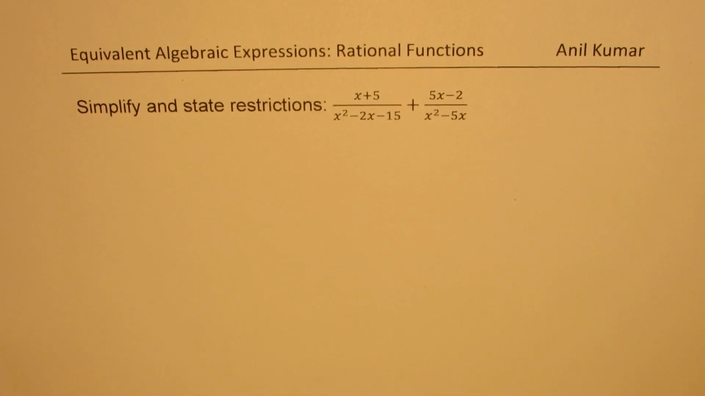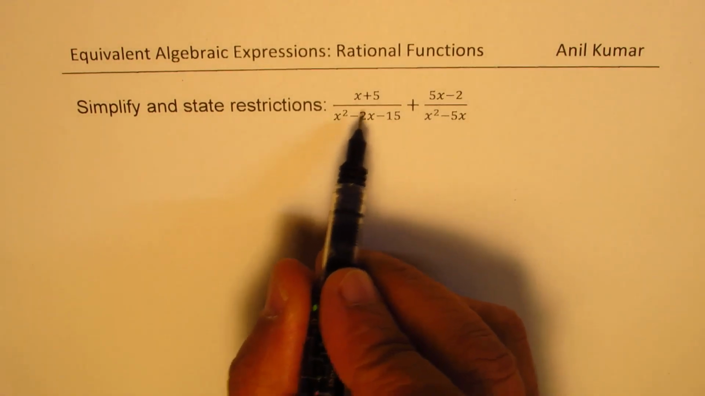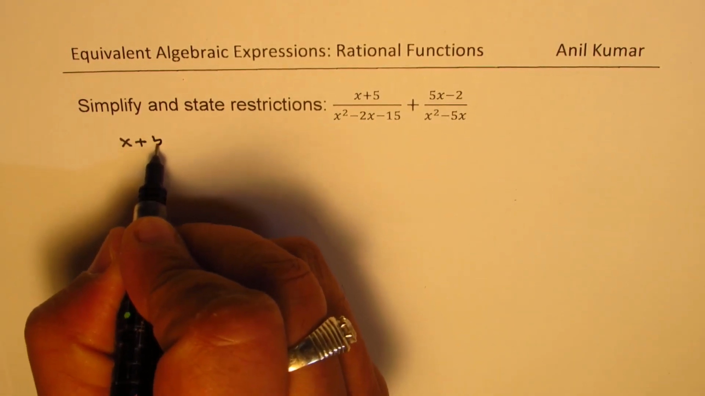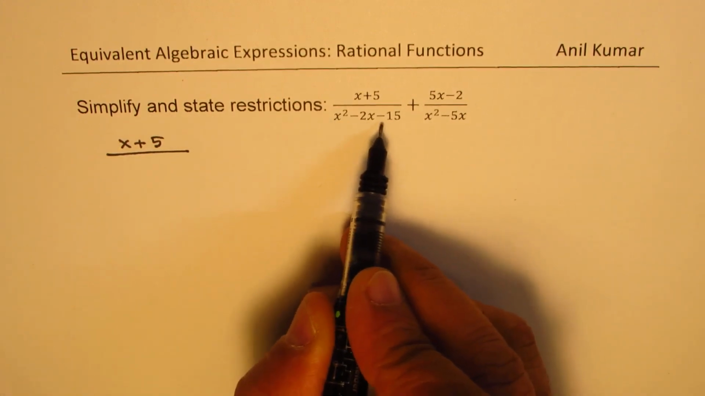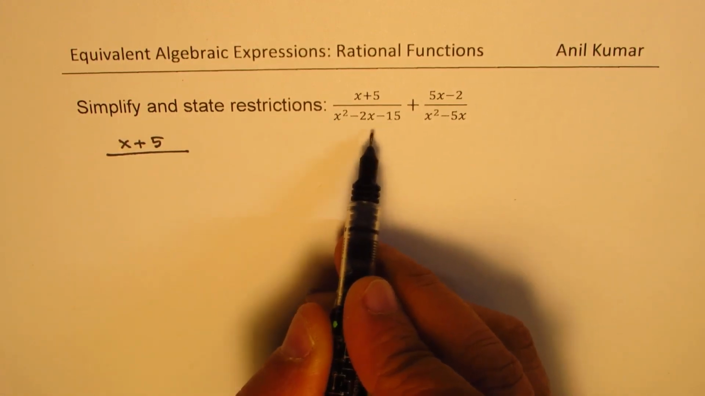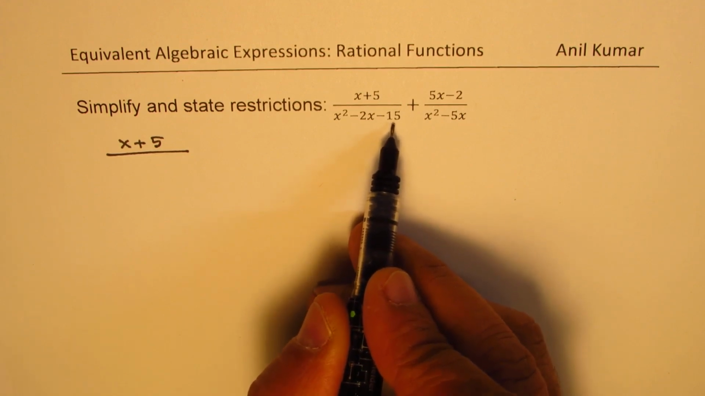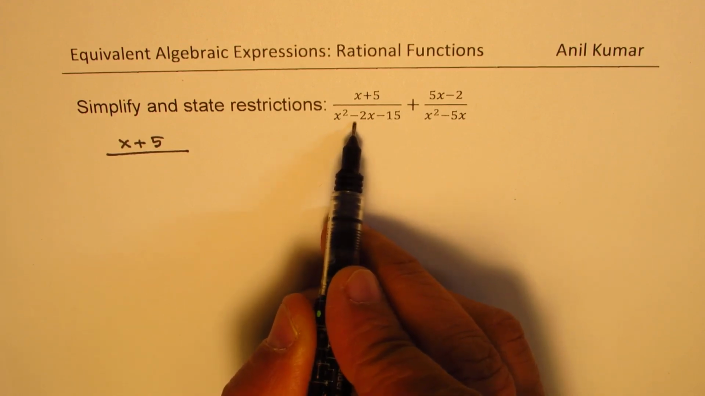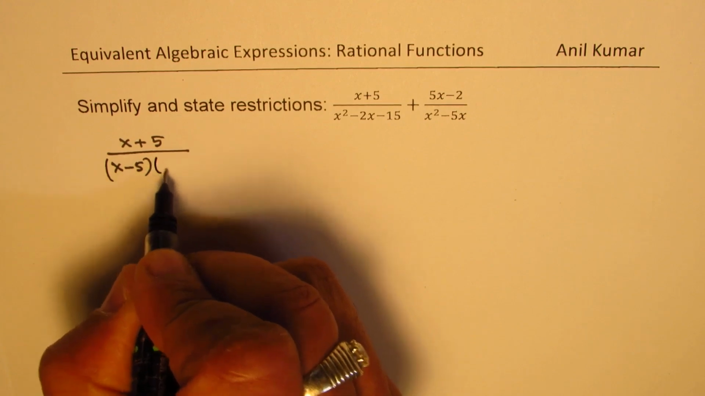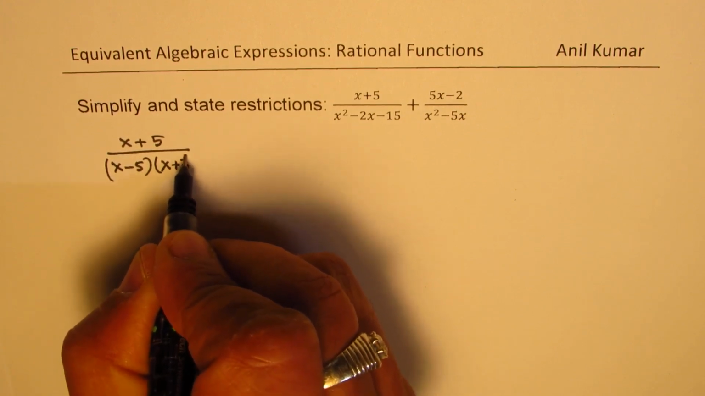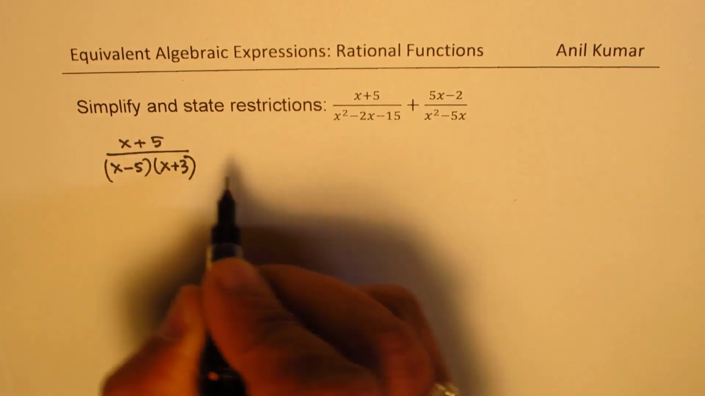So let's factor both of them and then see what could be the lowest common denominator, right? So we could write this as (x plus 5) over (x square minus 2x minus 15). That means we are looking for a product of negative 15 and sum of minus 2. So 3 times 5 can work. Negative means we have to use (x minus 5) times (x plus 3). So that will give us negative 2x, right?